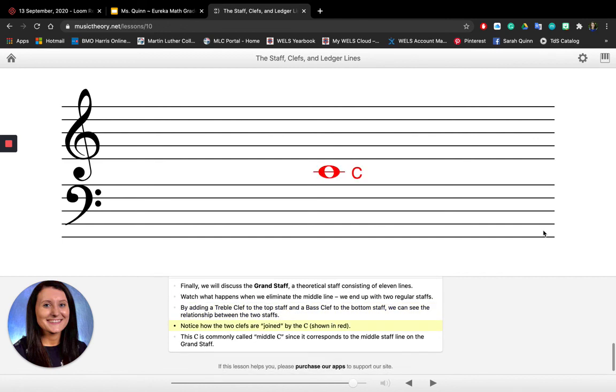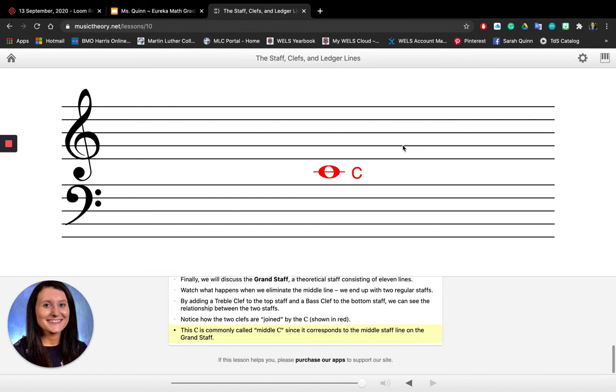So notice how the 2 clefs are joined by the C, which we see is shown here in red. This C is commonly called middle C, since it corresponds to the middle staff line on the grand staff. And if you were to look at a piano, middle C is in the middle of the piano.